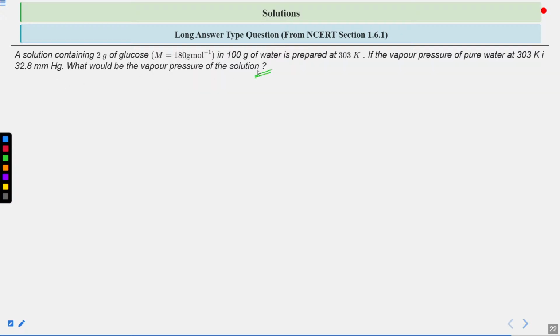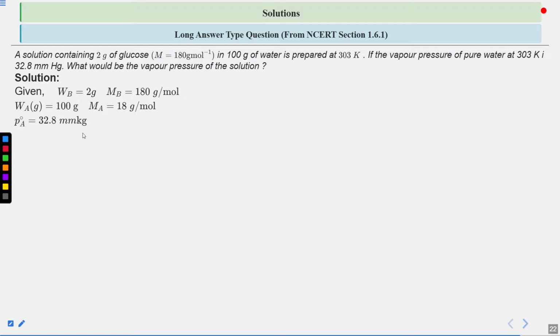Okay, let's see. So for this given question, we can first of all write the given quantities. So we have WB, that is 2 gram, the weight of solute. MB, the molar mass of solute, which is 180 grams per mole, is also given. The weight of solvent is given as 100 gram, that is 100 gram of water. And the molar mass of solvent, molar mass of the water, is 18 gram, we all know.